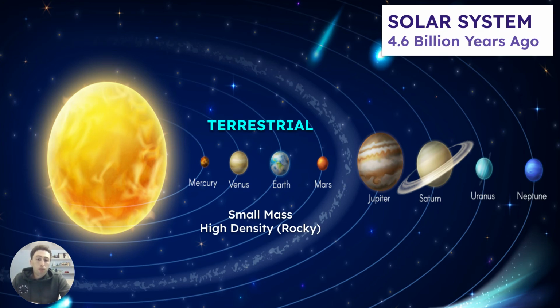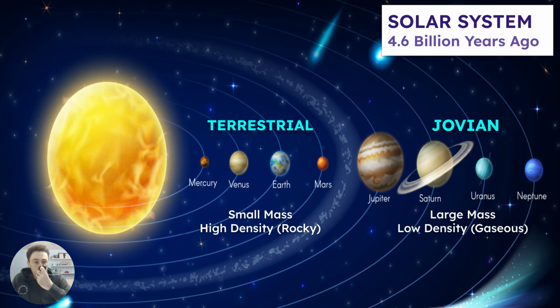You have the first 4, Mercury, Venus, Earth, and Mars. These are referred to as terrestrial planets. They are small in mass, they are smaller, and they are higher density, which means that you could stand on them. So these are called terrestrial. The other 4, the outer 4, are called Jovian. These are much bigger planets: Jupiter, Saturn, Uranus, and Neptune. They are much bigger, and they are low density. They are gaseous. You can't actually stand on Jupiter. You would fall through. It is this heavy gas.